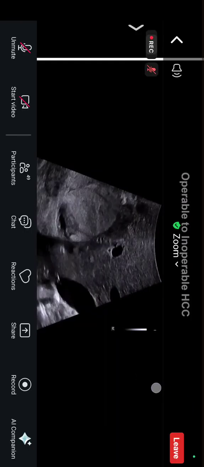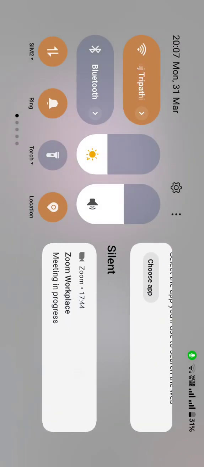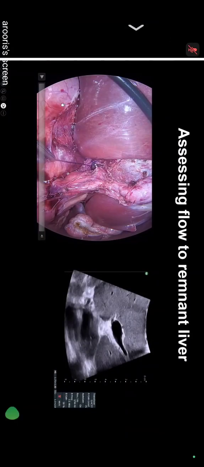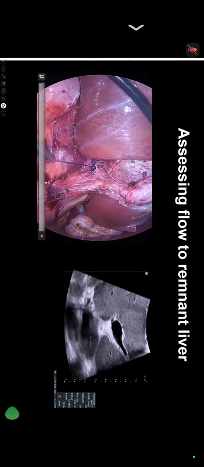So that's basically make sure that the flow to the remnant liver is absolutely fine, because I had one disaster where the stapler moved to the left portal vein. It caught the left portal vein, narrowed it, and we ended up doing an open operation because the left portal vein was thrombosed. Because remember, portal vein is a low flow system. It will not tolerate any narrowing. So since then, I make sure that I document it. I do the assessment of the flow to the other part of the liver.